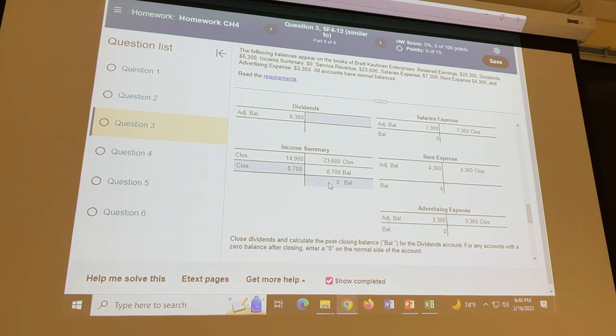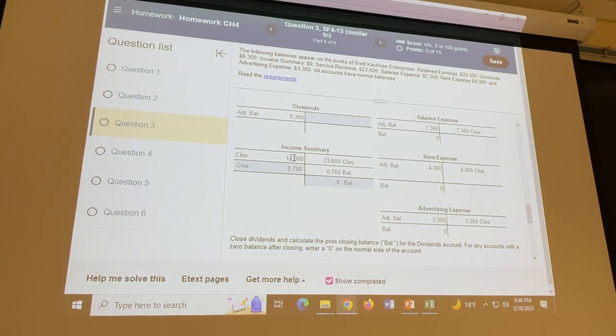So don't get confused by that, but you will have to enter a balance twice for the income summary account. Whereas for the other accounts, you would typically only enter a balance once. I do find that confusing because the credit would be still higher than the debit. Or do you not subtract that?